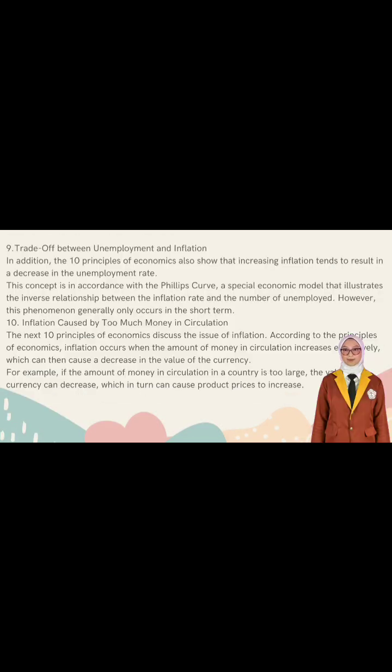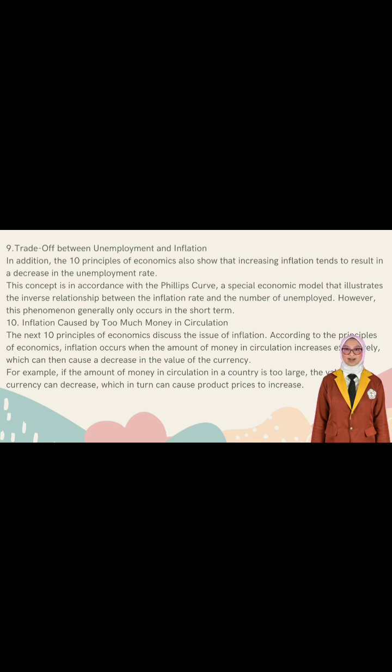9. Trade-off between unemployment and inflation. In addition, the 10 principles of economics also show that increasing inflation tends to result in a decrease in the unemployment rate. This concept is in accordance with the Phillips curve, a special economic model that illustrates the inverse relationship between the inflation rate and the number of unemployed. However, this phenomenon generally only occurs in the short term.